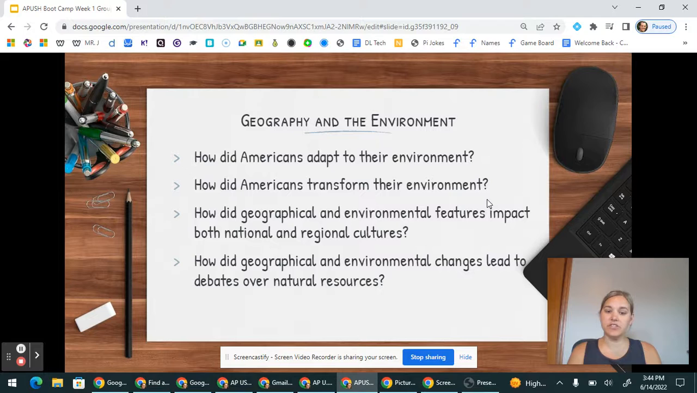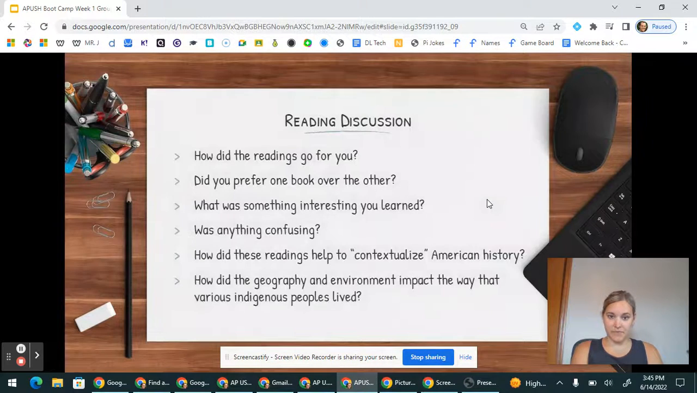And then finally, how did geographical and environmental changes lead to debates over natural resources? So as we get especially into the 1900s, you start to see a stronger emphasis on environmental concerns and conservation. So that's kind of the question for more of the 1900s and 2000s.